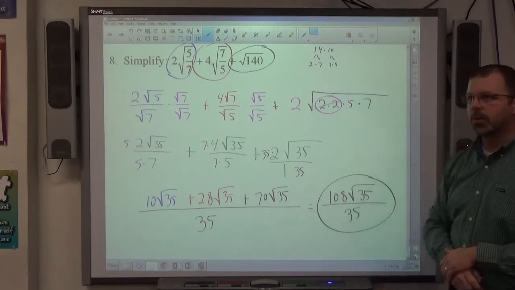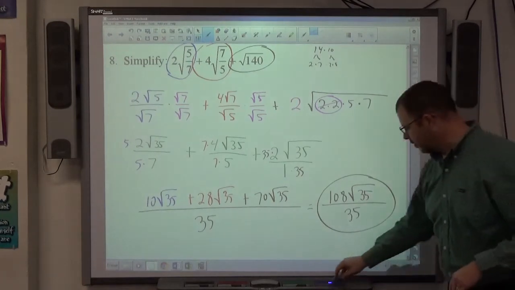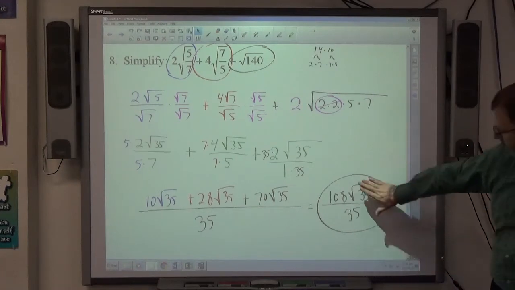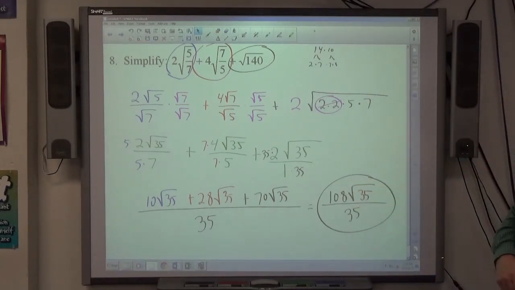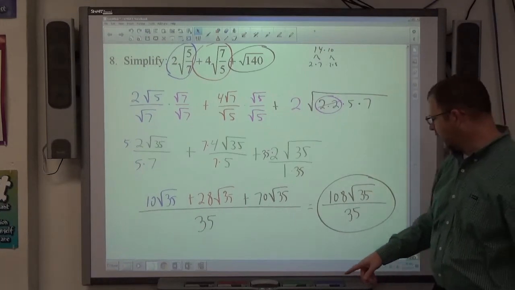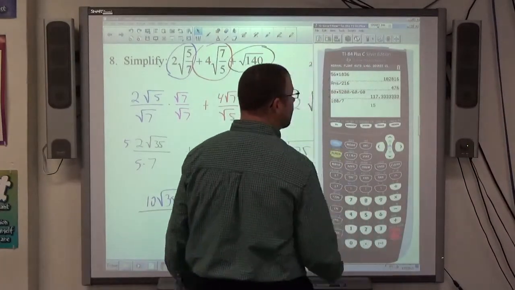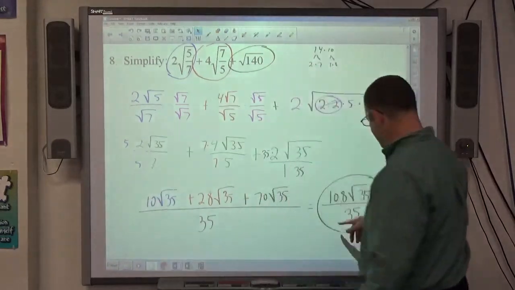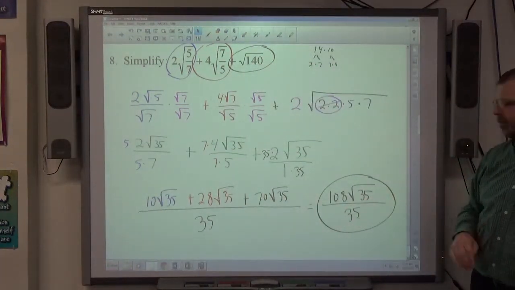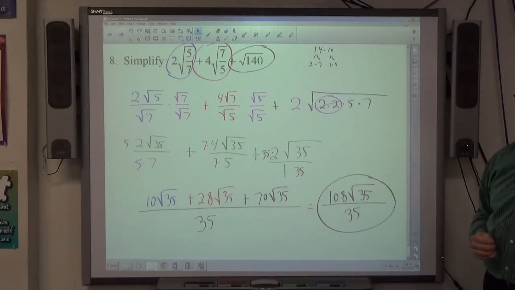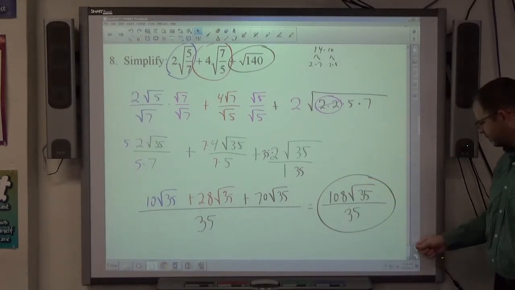So 108 times the square root of 35 over 35 is your final answer to that. The only thing I would try to do beyond that would be to see if there's a common factor, like if this reduced at all, but 108 over 35. If you tried 108 divided by 7, it doesn't come out evenly, and 108 divided by 5 doesn't either. Those are the only two numbers that go into 35. So ignore the radical, just look at that fraction to see if it reduces. I'm not going to count off for not reducing that fraction though.